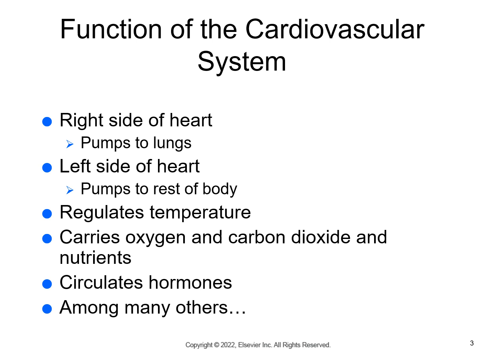There are multiple functions of the cardiovascular system, so we'll touch on a few of them here. First off, the heart has two separate sides, the right side and the left side. The right side of the heart receives blood from the body and then pumps it to the lungs. The left side of the heart receives blood from the lungs and then pumps it out to the body. Some functions of this system are regulating temperature throughout the body, carrying oxygen, carbon dioxide, and nutrients, as well as circulating hormones for the endocrine system. And there are many, many other things that circulate in our blood.